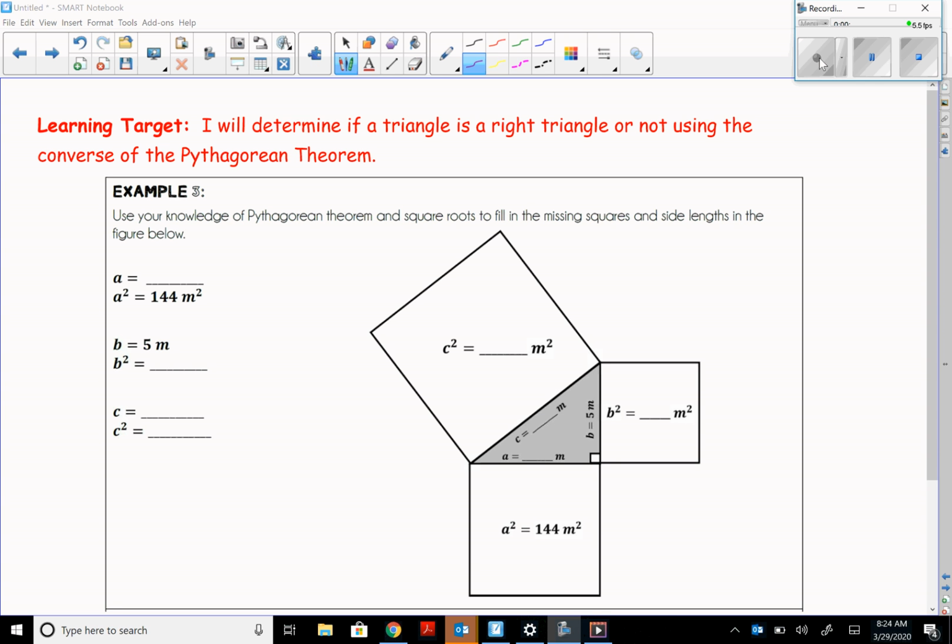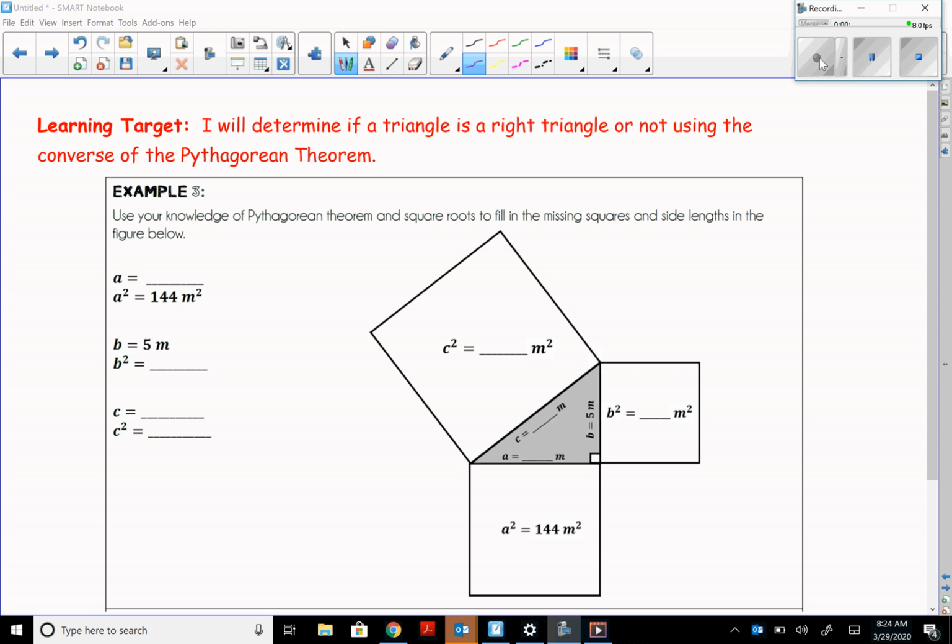Example 3. Use your knowledge of the Pythagorean theorem and square roots to fill in the missing squares and side lengths in the figure below. So again, we already know that this one is a right triangle, so we're not using the converse in this example. We're just practicing with the Pythagorean theorem.